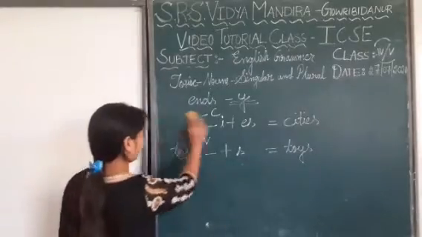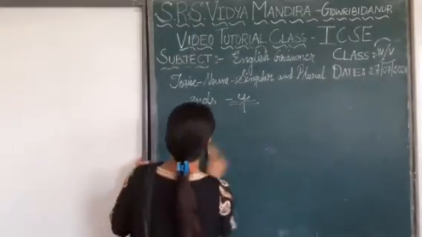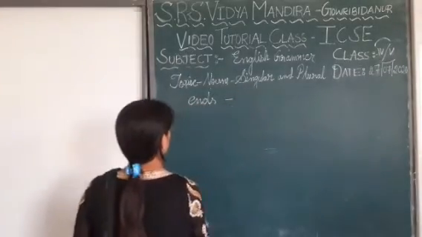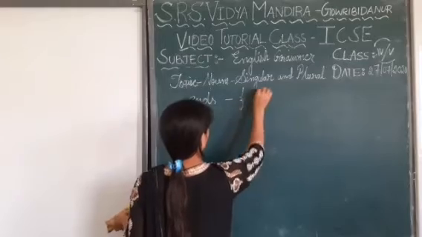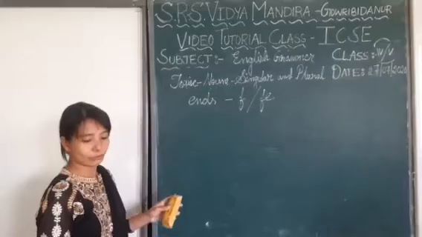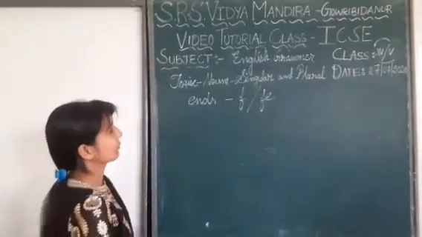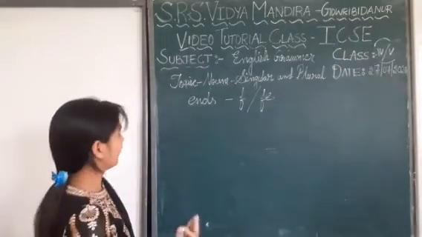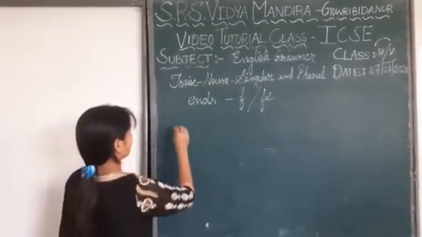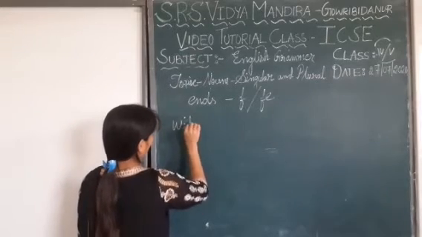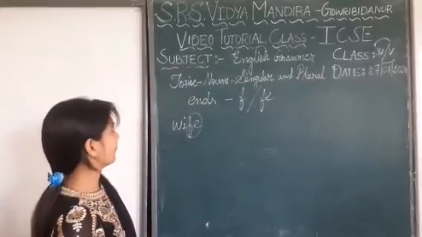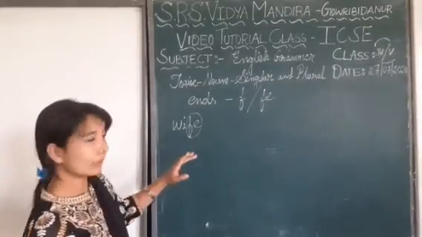So now, words that end with F or FE. When the words are ending with F or FE, what happens to change into the plural form of the noun? How do we change from singular to plural? For example, wife. If the word ends with FE, or with F or FE in general, then what do you have to do?